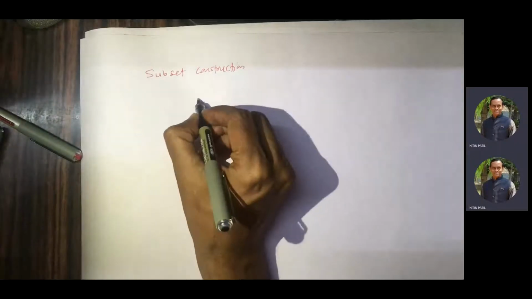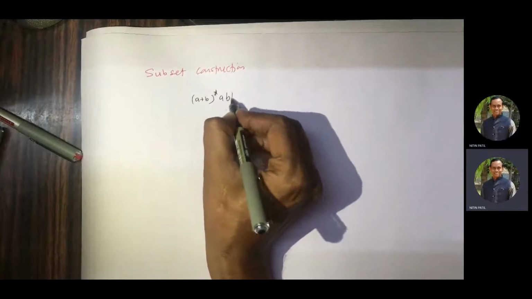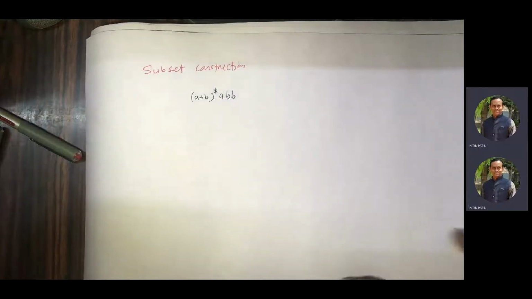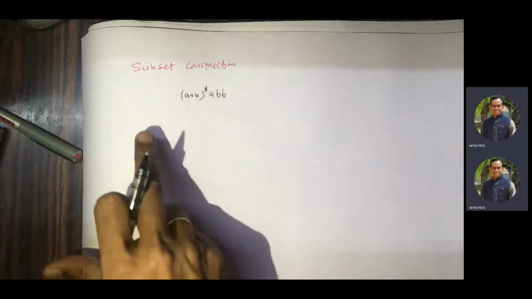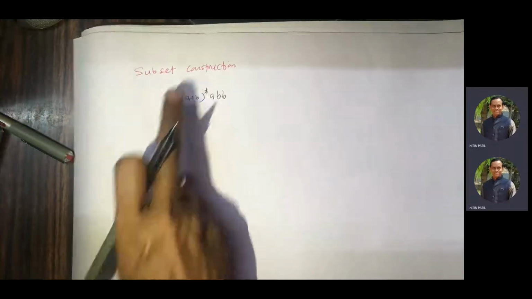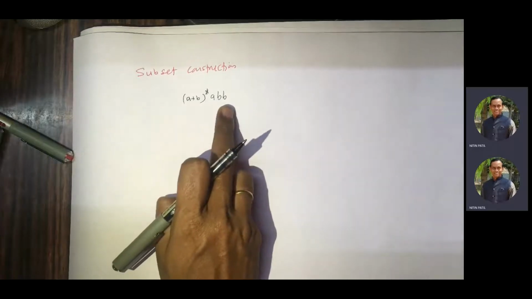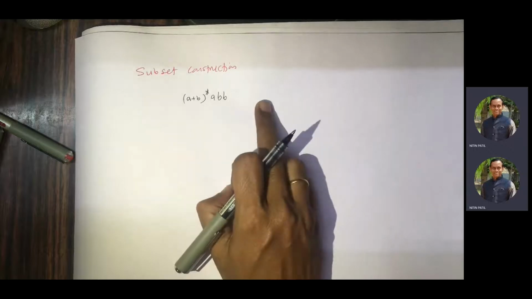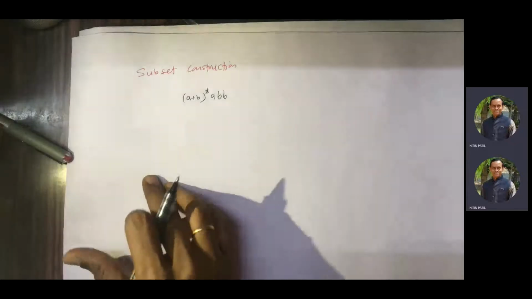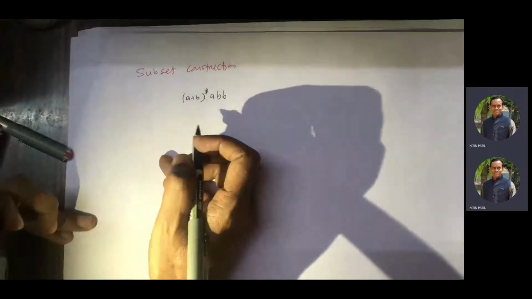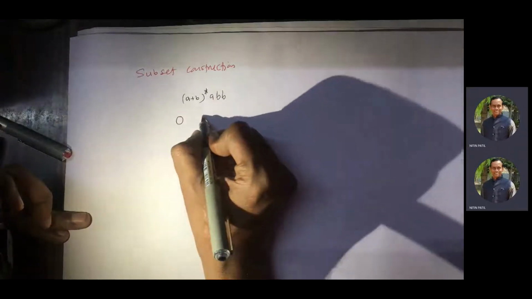Now let us say we have been given an example, a regular expression as (a+b)*abb. Now we have to convert this regular expression to a DFA, by making use of subset construction. So the problem statement would be: convert the regular expression (a+b)*abb to an equivalent DFA using the subset construction method. For that purpose, what you will require first is to convert this regular expression to an NFA. We already know the method.